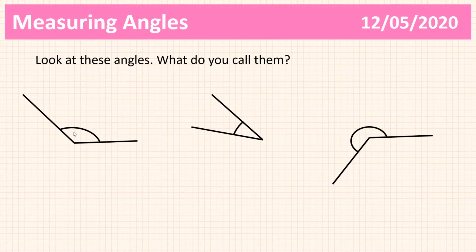Okay, so these angles are, the one on the left is an obtuse angle, the one in the middle is an acute angle, and the one on the right is a reflex angle. And these are the names of certain types of angles. So we need to know what the definitions for these names are.